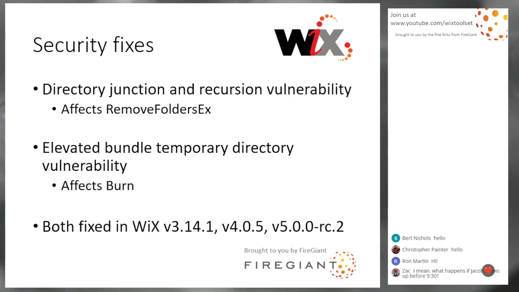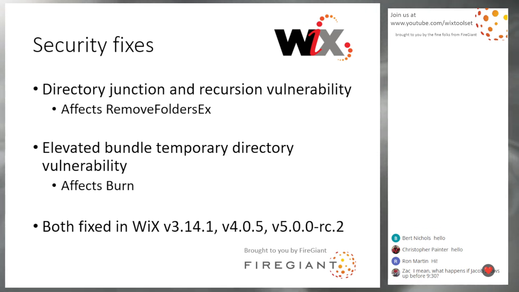Since we have a few things to talk about, we'll go ahead and roll straight into them. Security fixes. There were two released on Friday. Anyway, they came out Friday, March 22nd. One is a directory junction recursion vulnerability, and the other is an elevated bundle temporary directory vulnerability. The first one affects you if you use RemoveFoldersEx to remove a folder that could be in a user writable location. The FireGiant blog provides more detail about what it is, and if you're using RemoveFoldersEx, probably the best thing to do is just to upgrade.